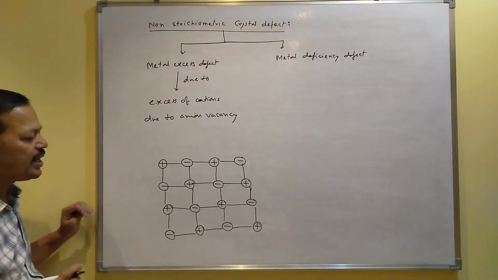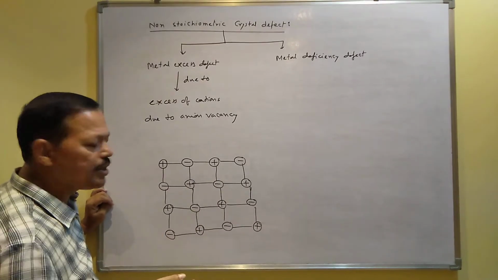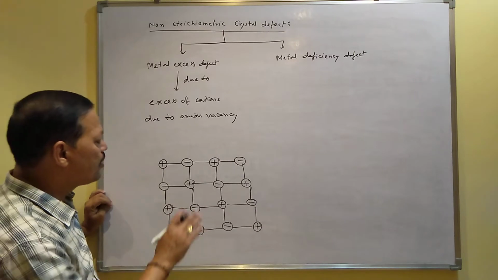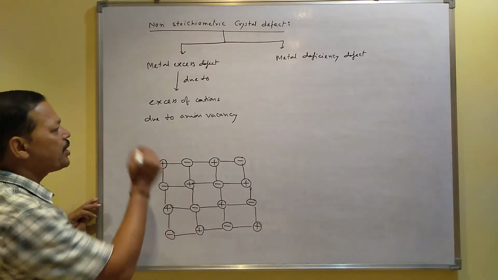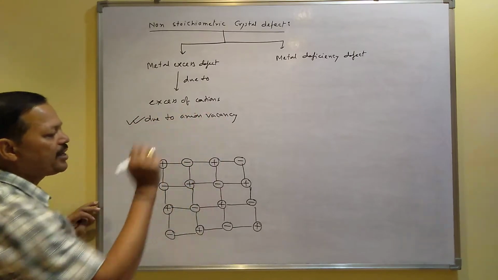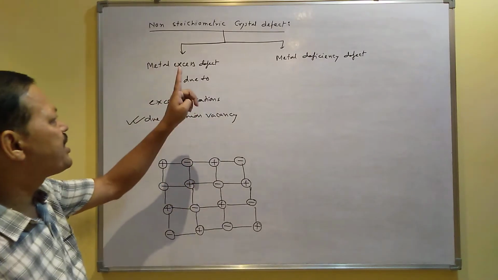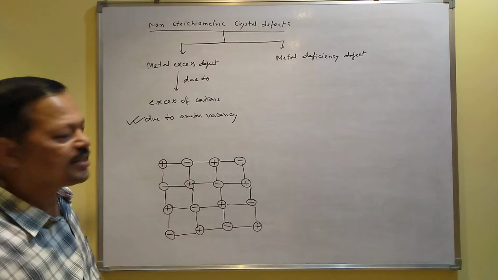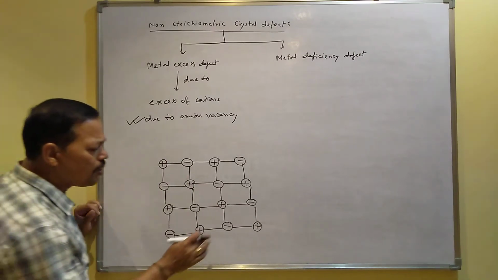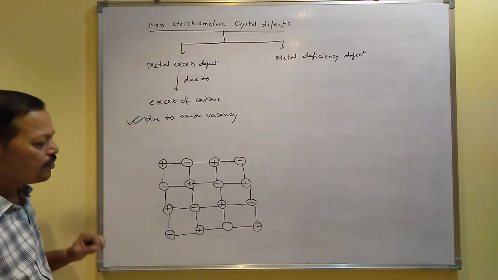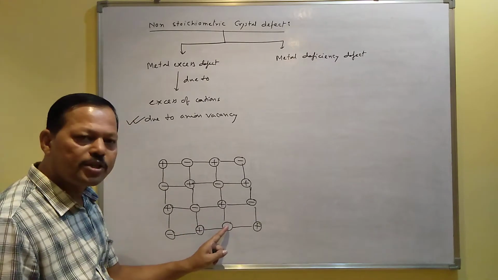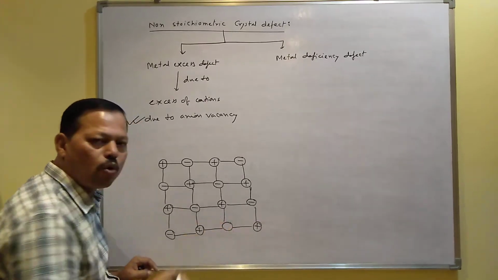But this type of crystal exists only at 0 Kelvin temperature. Above 0 Kelvin temperature, it shows some defect. Suppose first I will tell you about the anion vacancy one. How the metal excess defect arises due to anion vacancy. Suppose one anion is vacant from its position. When the anion is vacant from its position, then it will create one hole.